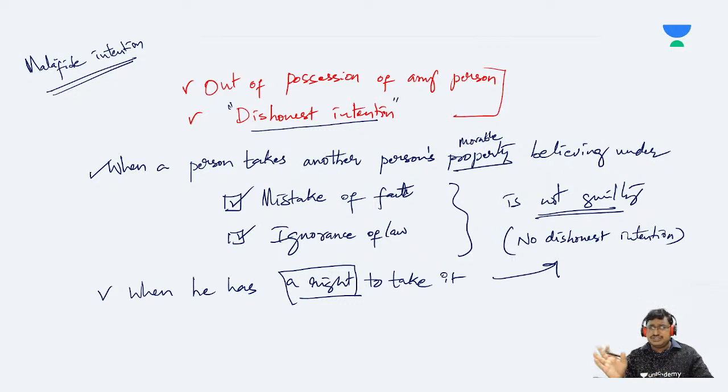Here his intention is not the guilty intention or malafide intention. Under those circumstances, even though he has taken the movable property out of the possession of the co-owner, there is no dishonest intention. Therefore, it cannot come under the purview of theft, friends.